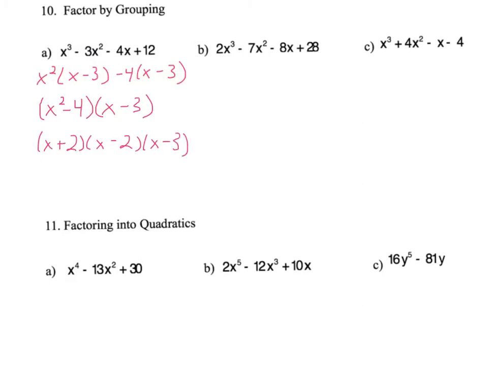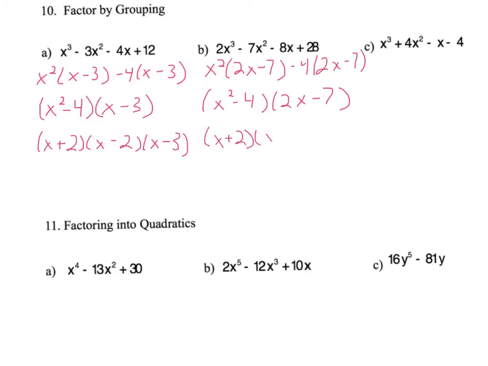For part B, it looks like that we can take out an x squared, and we're left with 2x minus 7. And then we can take out a negative 4, and we're left with a 2x minus 7, which is good because we got the same thing. So now I have x squared minus 4 times 2x minus 7, and we can factor more. So we have x plus 2, x minus 2, and 2x minus 7.